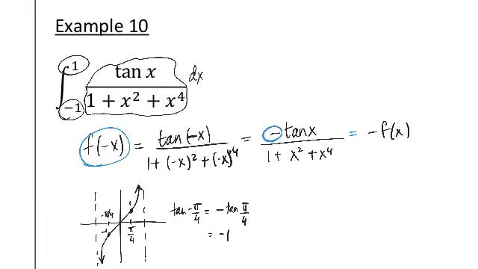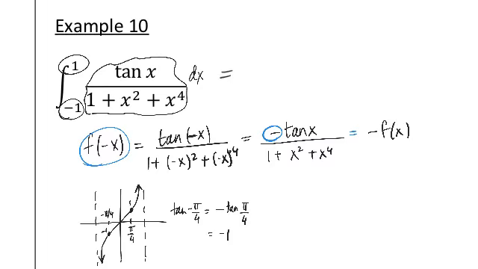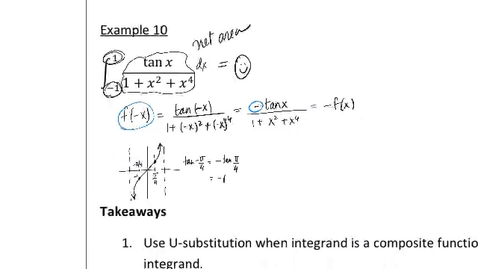So I can decide that this scary looking integral is equal to 0, because if I'm integrating an odd function across limits that are symmetric on the two sides of 0, the definite integral is a net area, so those are going to cancel out.